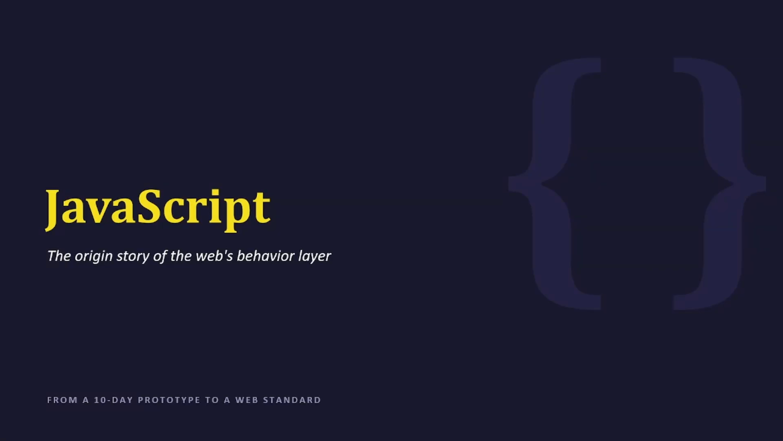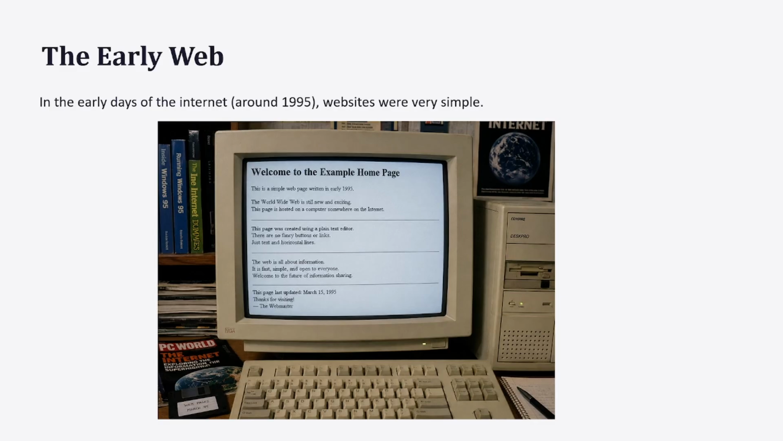Let's talk about JavaScript. In the early days of the internet, around 1995, websites were very simple. They were digital books. You could read them, but nothing happened when you clicked on things.